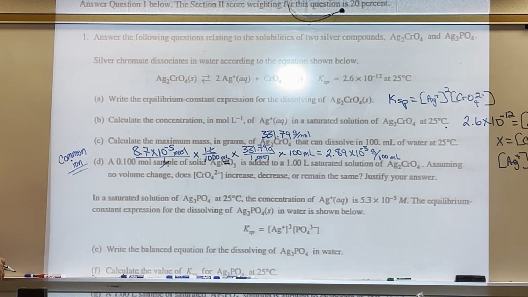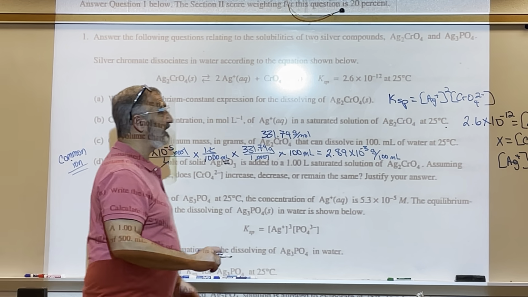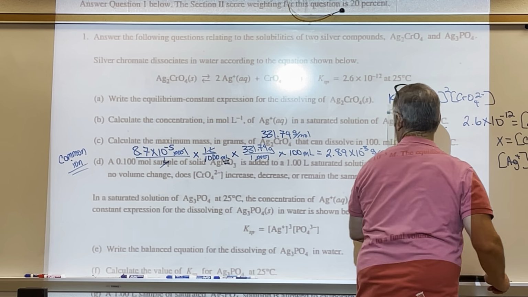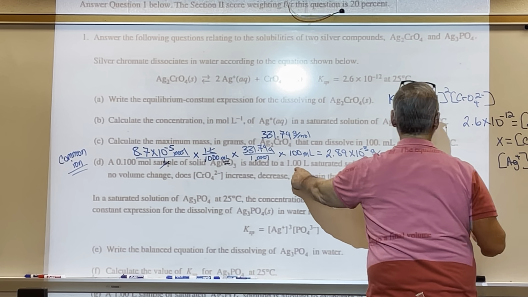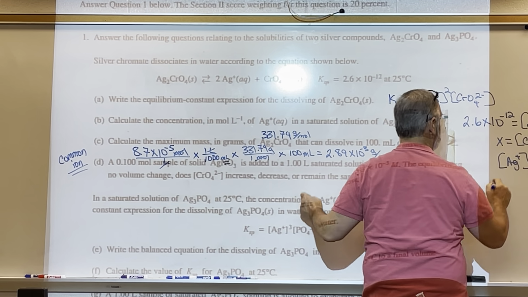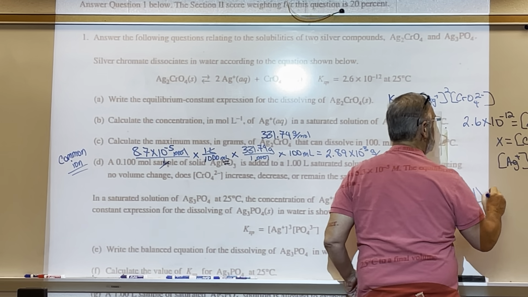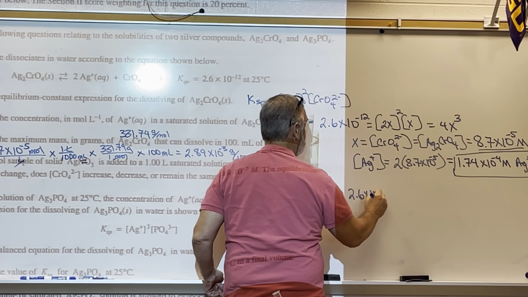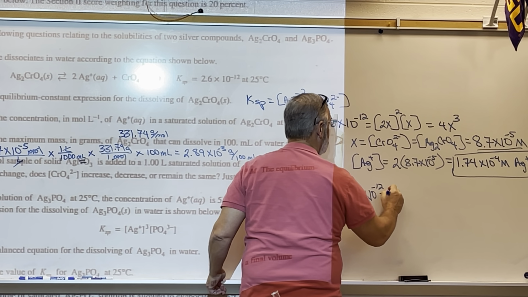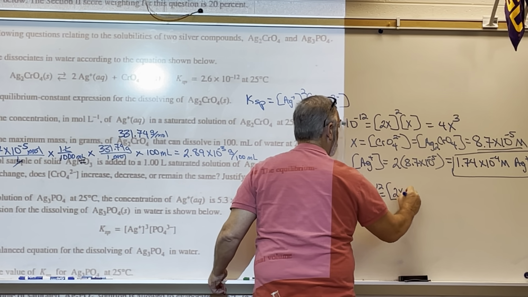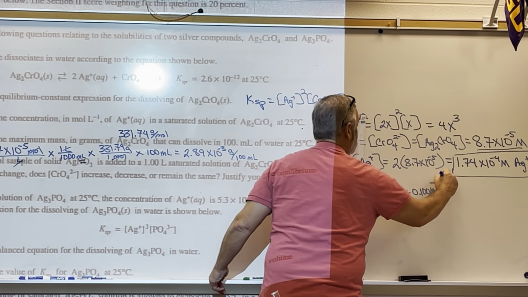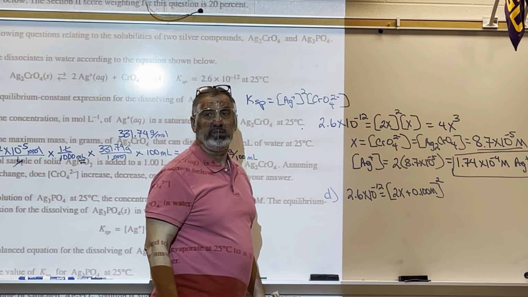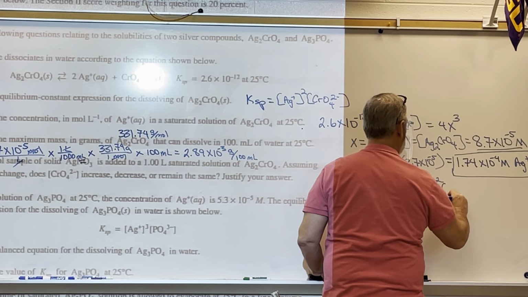Okay, so in the common ion problem now, we're going to know which one is being added. Silver is being added, and it's nice that it's in 1 liter. So I'm going to be adding this one. So now it's going to say 2.6 times 10 to the minus 12 is going to equal 2x plus 0.1 squared times x.